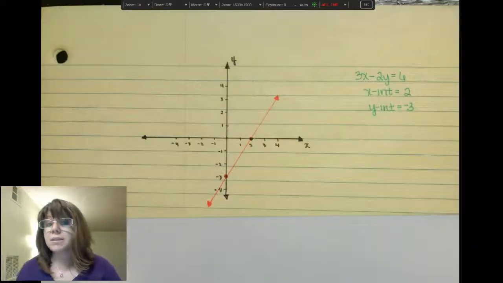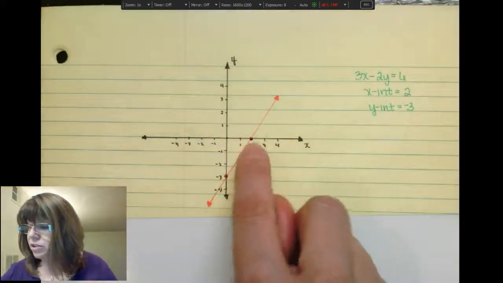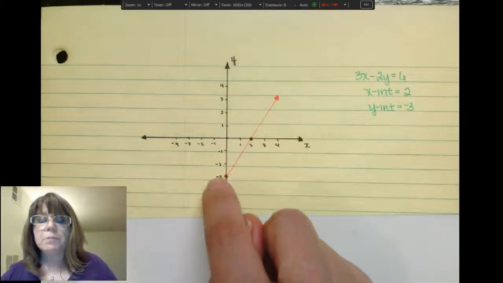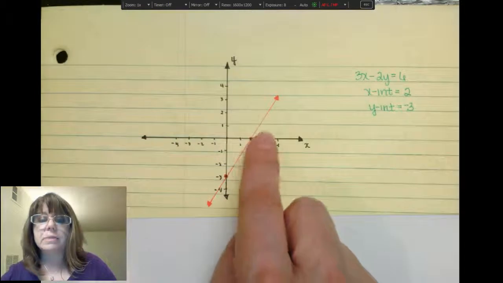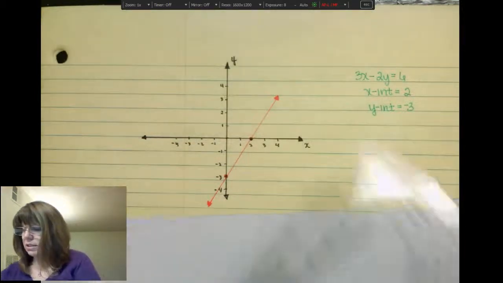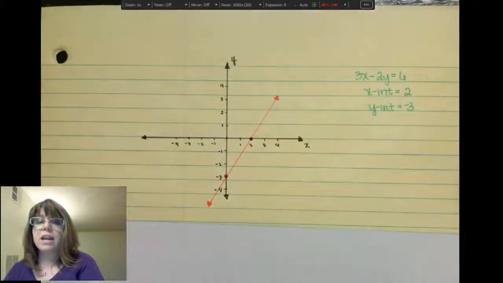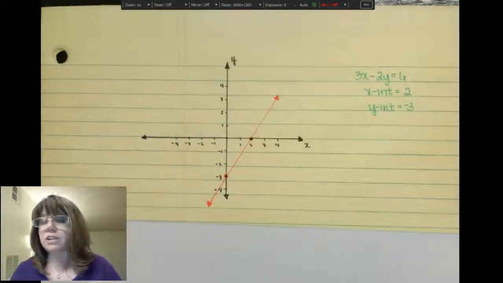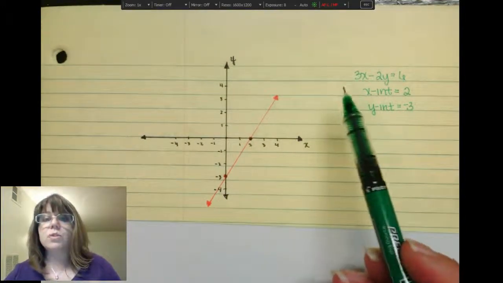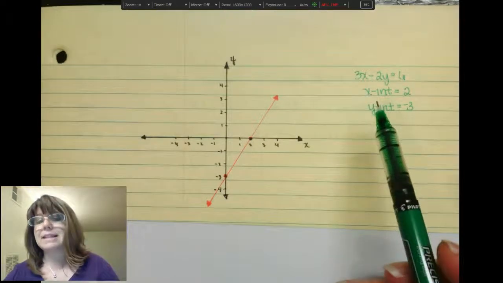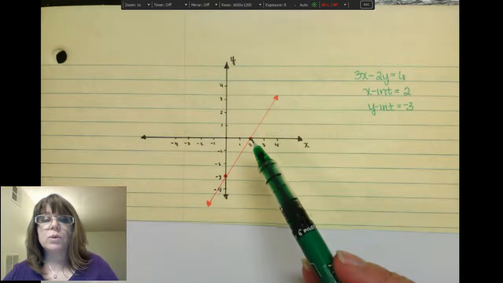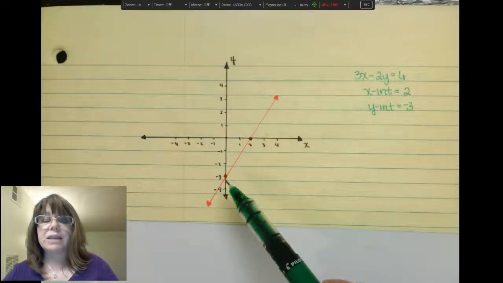Now using this information, x equals 2, I put a dot there. y equals negative 3, I put a dot there. And now I connect my dots with a nice straight edge. Don't want any messy lines out there, just pull out your straight edge and connect your dots. So here is my full solution to 3x minus 2y equals 6. It is a straight line, with an x-intercept of 2 and a y-intercept of negative 3.